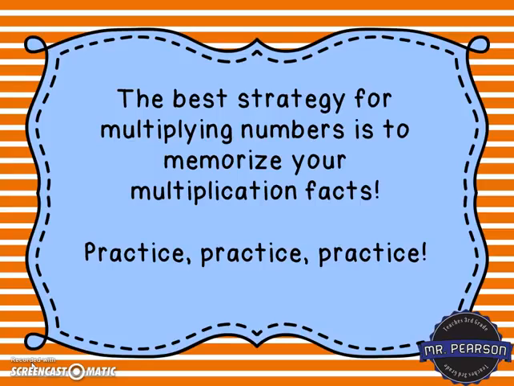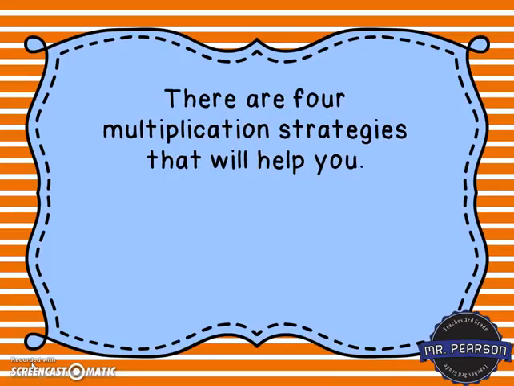The best strategy for multiplying numbers is to memorize your multiplication facts. Practice, practice, practice. Spend time learning those multiplication facts so you have them right off the top of your head. You know that 2 times 2 is 4 and 9 times 7 is 63. You have to practice to get those down.